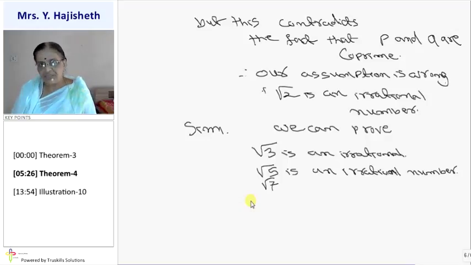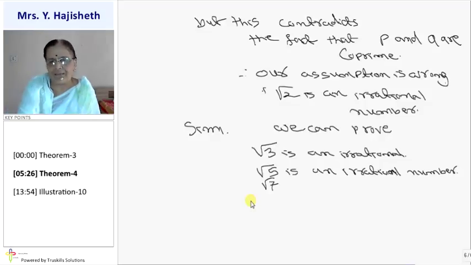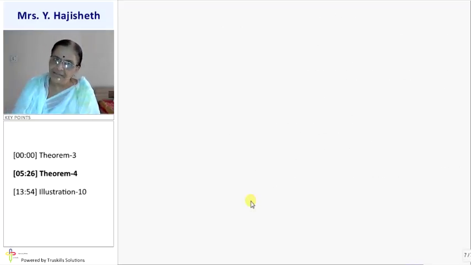Okay? Here instead of 2, root 3 है तो 3 is a factor, common factor of p and q. Root 5 है तो 5 is a common factor of p and q. Contradiction में आएगा. 7 है तो 7 is a common factor of p and q. Okay? So all this result we can prove by contradiction method. Method is very similar.